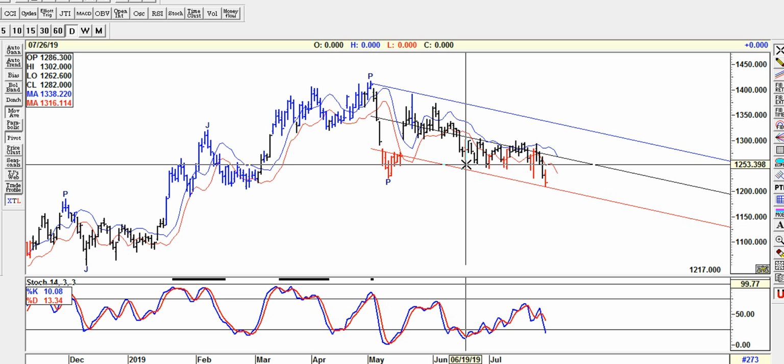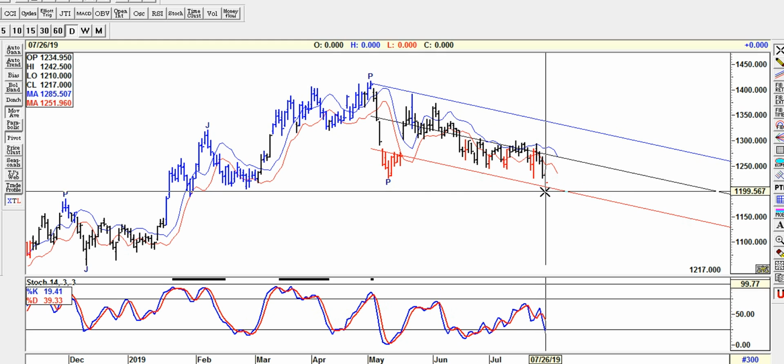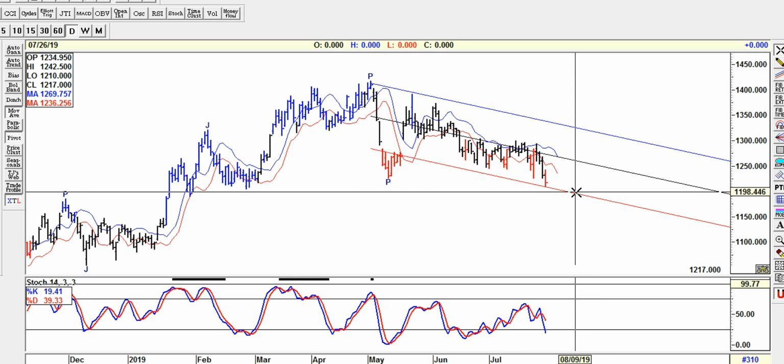Okay, that was the lowest point of the stochastic reading in this fall, but the lowest price action was recorded in our last trading session on Friday, and the stochastic K% is showing a reading of 19.41 and D% is showing a reading of 39.33, which is a probable case. It looks like a probable case of a divergence, a positive divergence.